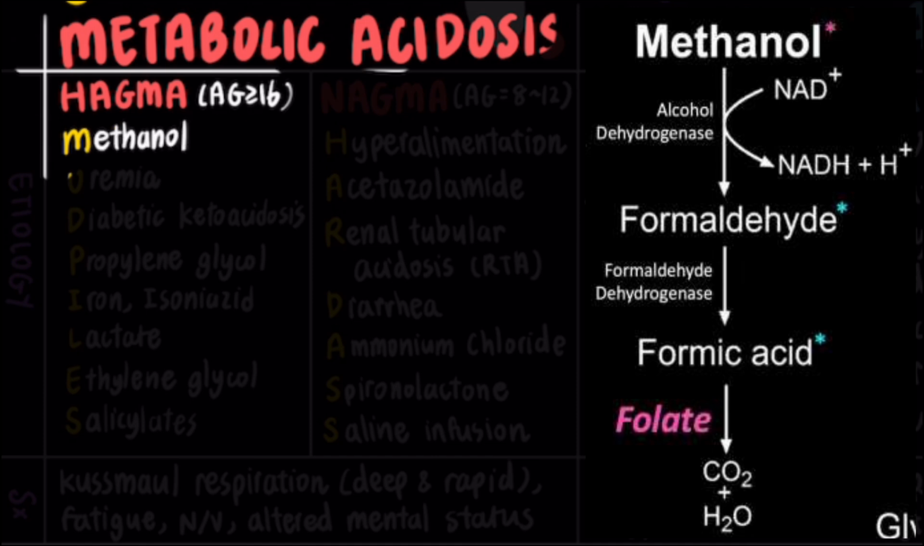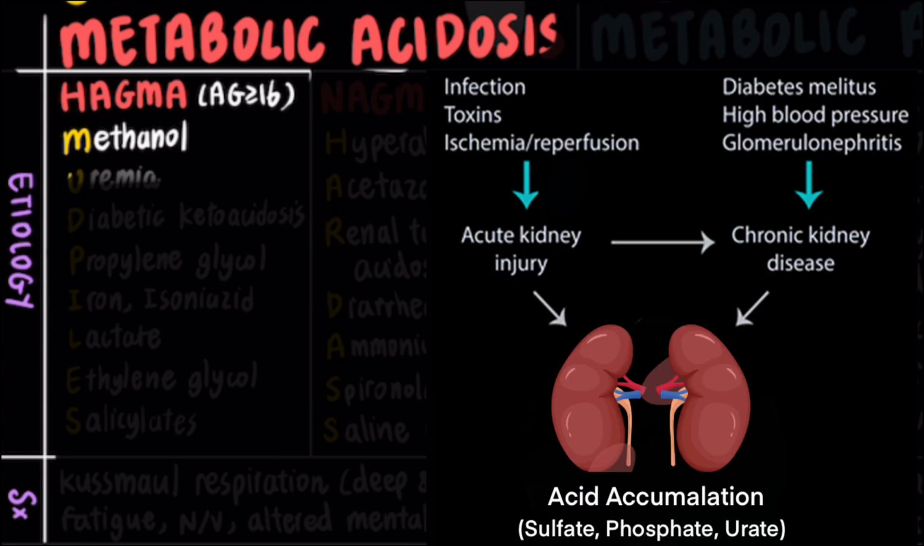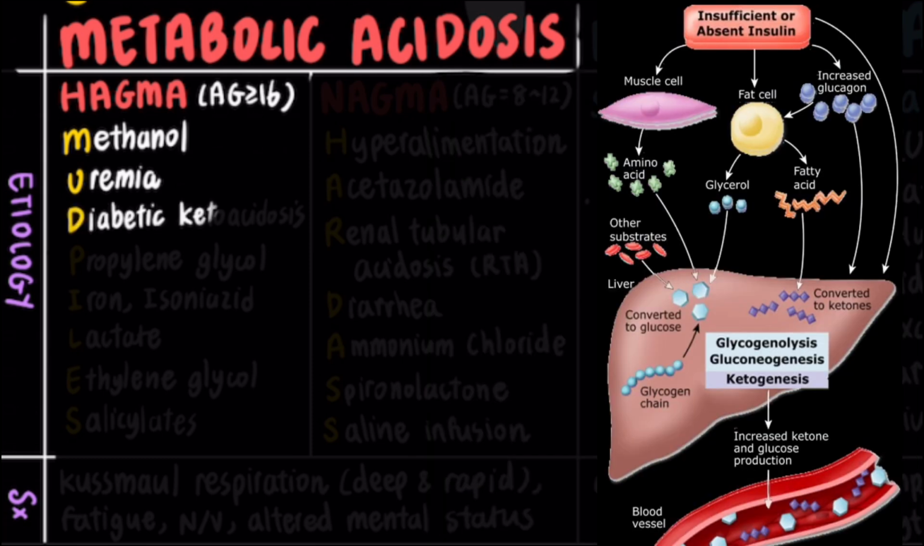M is for methanol, which gets metabolized into formic acid, a toxic acid that can cause vision loss and acidosis. U is for uremia, seen in advanced kidney failure where the body can't excrete acid effectively. D is for diabetic ketoacidosis or DKA.